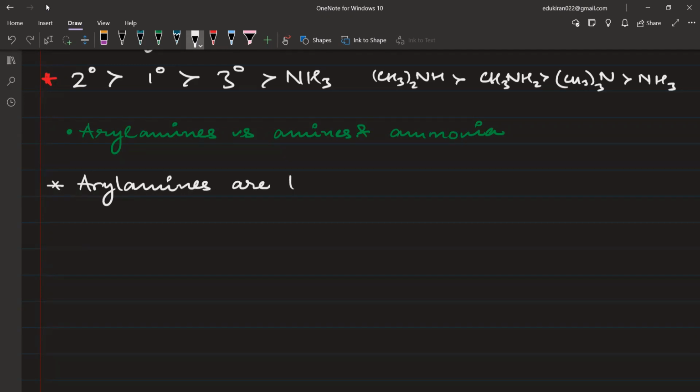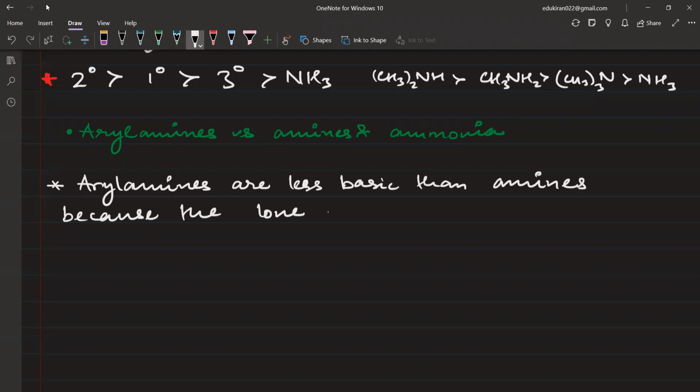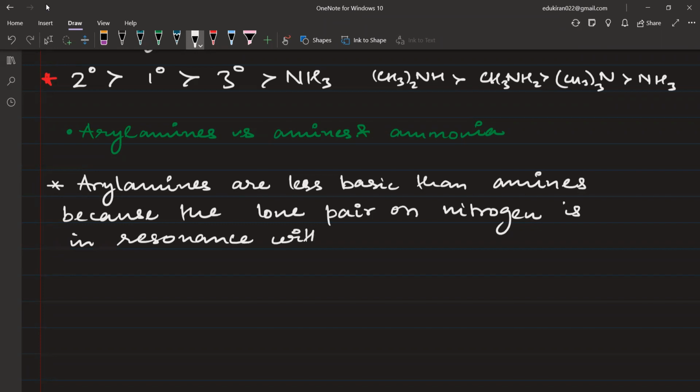Aryl amines are less basic than amines because the lone pair on nitrogen is in resonance with benzene ring, making it less available.